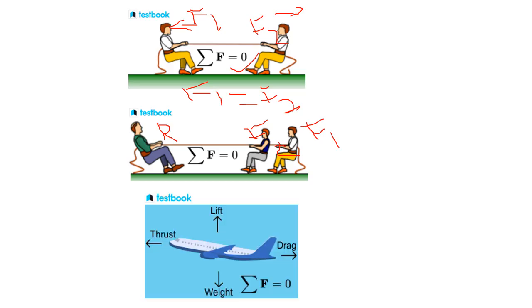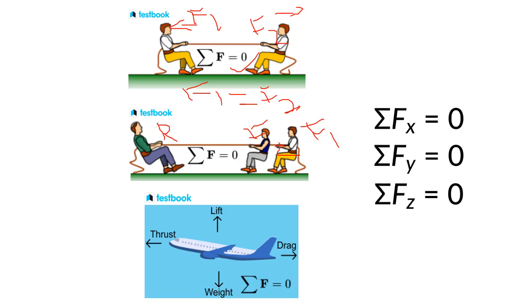A plane flying. Here the plane is stable in the air because the weight that is pulling downward and the uplift are equal. Similarly, the thrust forward and the drag at the back are also made to be equal. Only then can the plane be in a stable condition in the air. So this is also called an equilibrium condition.